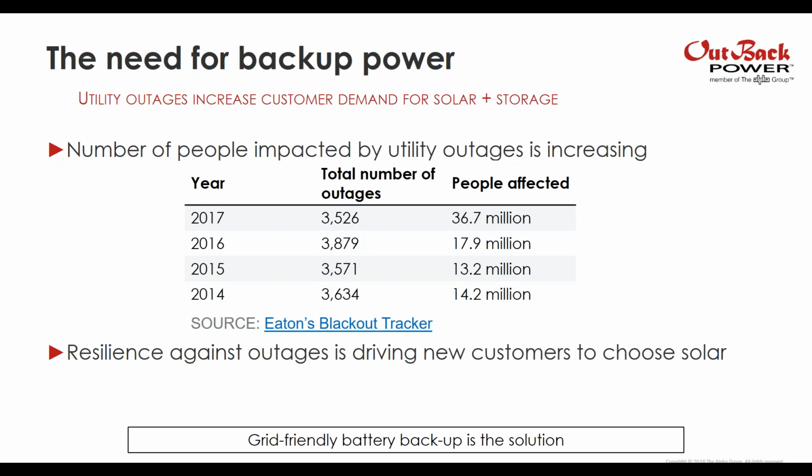And then there's tremendous need for backup power. You know, we see from this Eaton's blackout tracker that the number of people, and this is just counting the number of people impacted by outages, not the duration of the outages, is increasing year over year. And so that's driving a tremendous interest, tremendous need to have a grid-friendly battery backup solution.